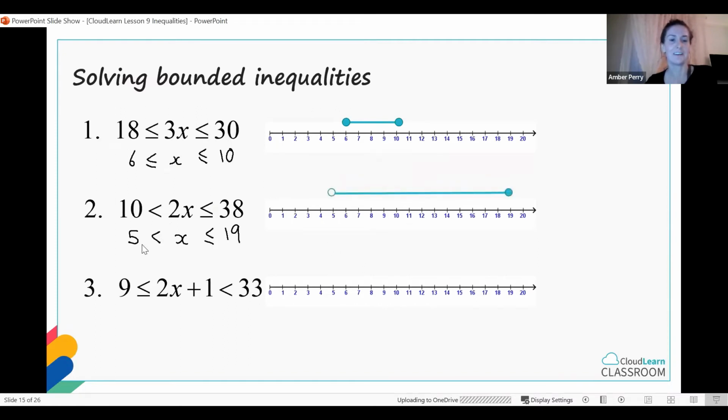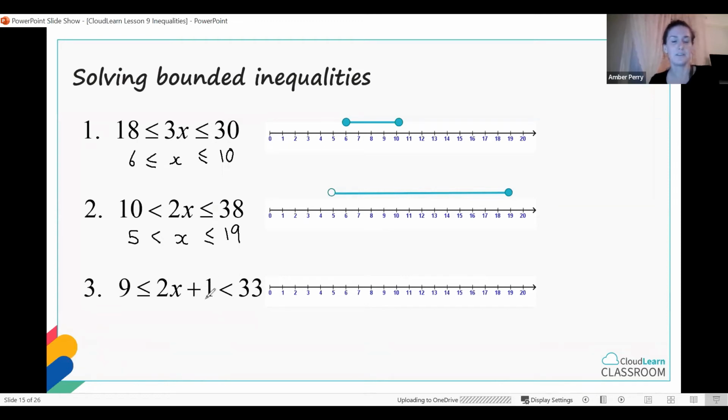There we go. Okay, so this time we have an open circle at the 5 and a closed circle at 19. And here we have a slightly more complicated one, but we can do exactly the same thing. We're just going to have 2 steps to this one, so we'll use a different color just to show the 2 different steps.